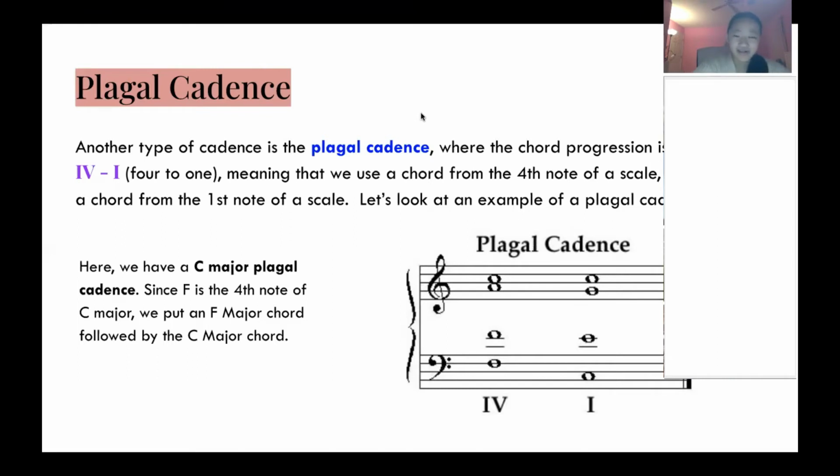Okay, so for a plagal cadence, since it's 4 to 1, we have the 4th note of C major, which is F. If you count up, it's C, D, E, F. That's the 4th note, which means that we would have an F major chord followed by a C major chord. So as you can see here, there is an F major chord. You have F, A, and F here. And then it's back to C major. So it's C, E, and G. And remember, this is the same as the other one. It can only go from 4 to 1, not 1 to 4.